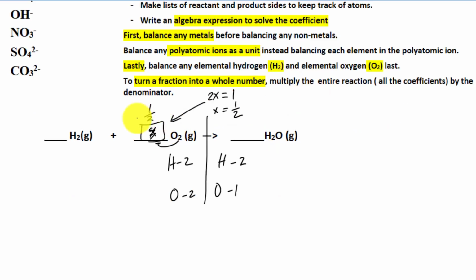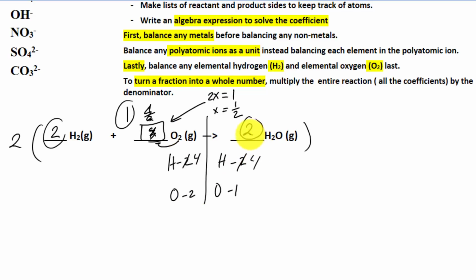And how do we get rid of this 1/2 right here? We multiply everything by the denominator, which in this case is 2. So we have 2 times blank, which is 1 right there. So it's 2. So 2 times 1/2 gives myself 1. And 2 times blank, which is 1, gives us 2. So our answer is 2, 1, 2. And is that right? Well, let's check. 2 times 2 gives us 4 hydrogen, and 1 times 2 gives us 2. And over here we have 2 times 2 gives us 4 hydrogen, and 2 times 1 gives us 2 oxygen.